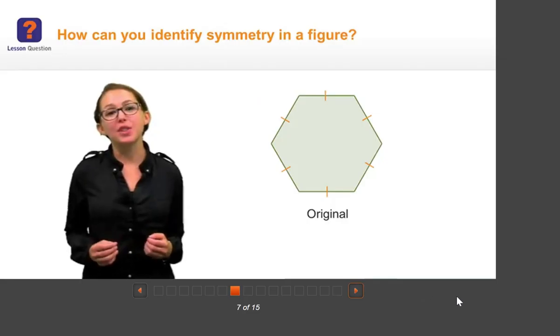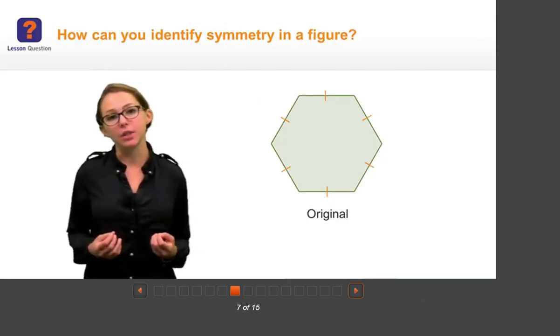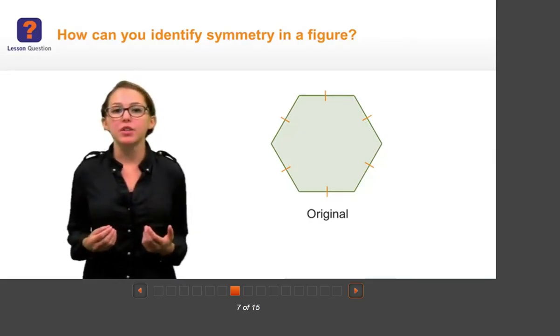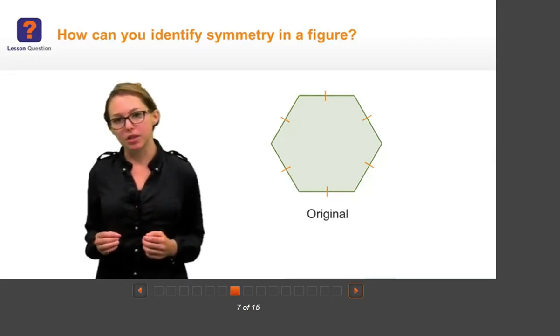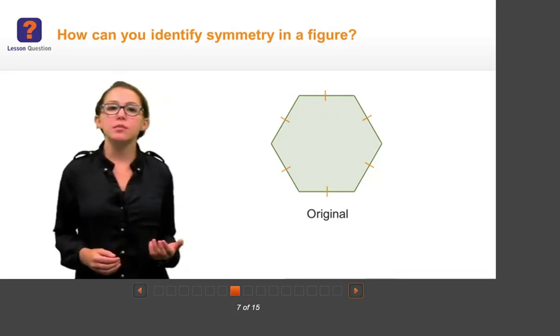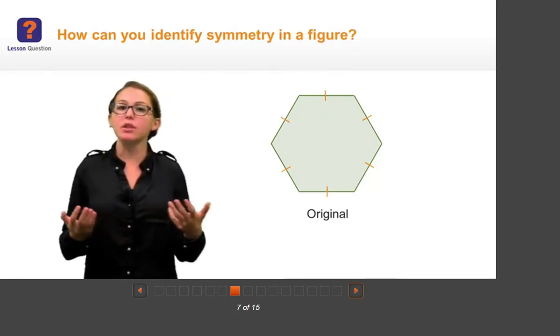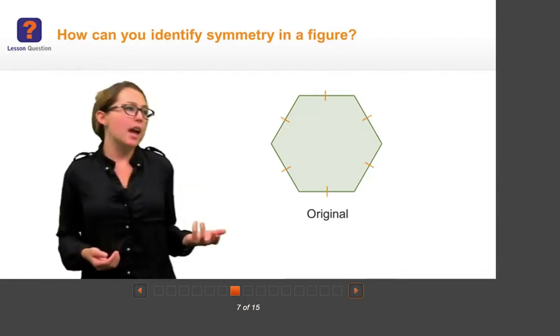We are answering the question, how can you identify symmetry in a figure? We just discussed reflectional symmetry and determining lines of reflection, but what about rotational symmetry? For a figure to have rotational symmetry, it must map to itself after undergoing a rotation of a certain degree measure. So consider this hexagon.